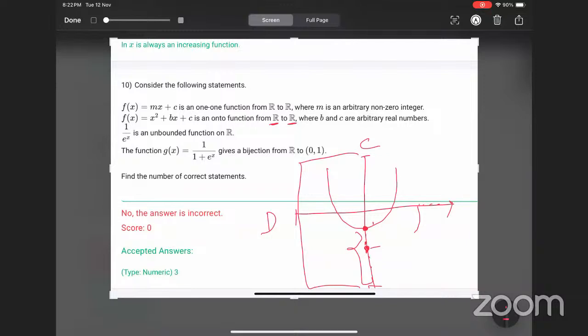Ma'am, in this one, the vertex can be coming below the x-axis, it can be above the x-axis also, but still this holds good, right, ma'am? Yes. It can be anything, but it has a finite minimum number, right? Yes, ma'am, that is the factor.